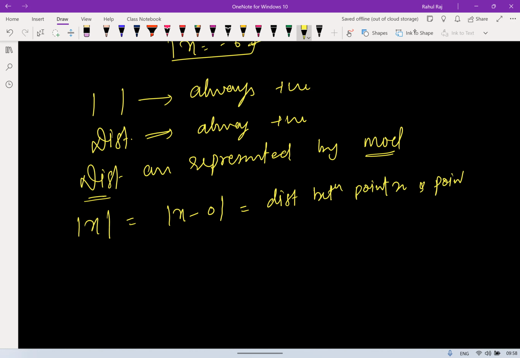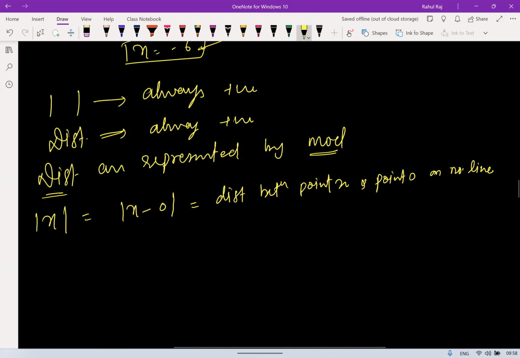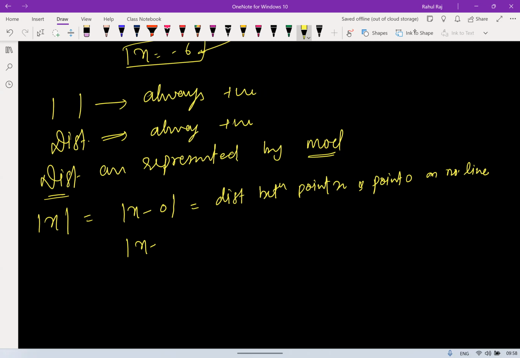Where will these distance questions come up? It will come up in number system. I'm just giving you a heads up that distances are represented by using mods. Got it. So mod of x minus 5 can also be interpreted, Alexa, as the distance between point x and point 5 on the number line. On the number line, that's very important, not anywhere else.